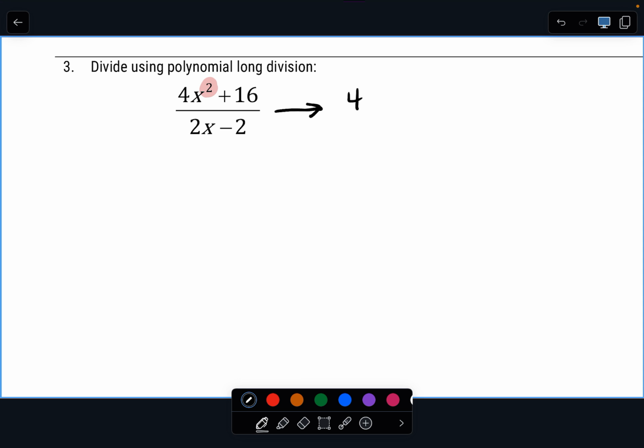You don't have to fill in anything in the beginning, but if there's something missing in the middle, so I'm missing the x to the 1, just the x term, you want to fill in a 0 for whatever that is. In this case, since it's x to the 1, it's 0x. And then I have plus 16. In the bottom, I'm going from an x to the 1 to an x to the 0, so I'm not missing anything. So I'm just going to leave that alone.